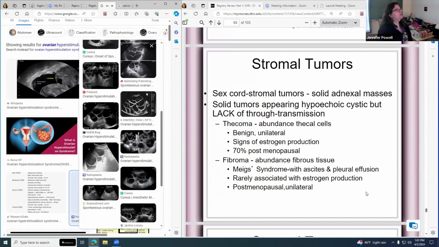Stromal tumors, sex cord stromal tumors: solid adnexal masses, solid tumors appearing hypoechoic, cystic, but lack of through transmission. Thecoma is an abundance of theca cells. They are benign, unilateral, signs of estrogen production. 70% are in postmenopausal women. Fibroma is an abundance of fibrous tissue. Meigs syndrome with ascites and pleural effusion, rarely associated with estrogen production, postmenopausal and unilateral.